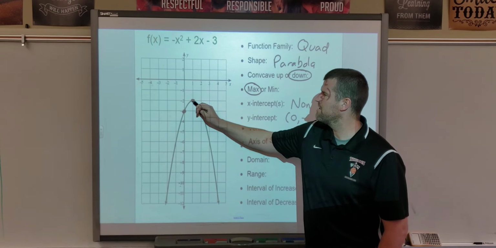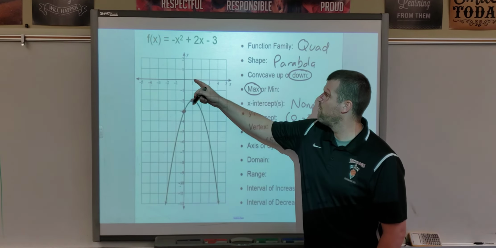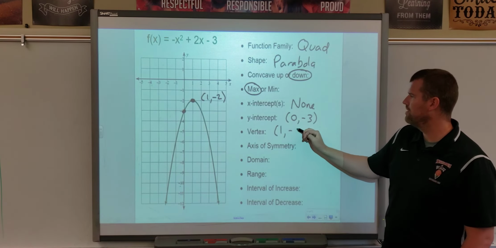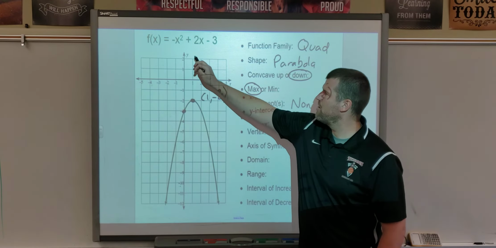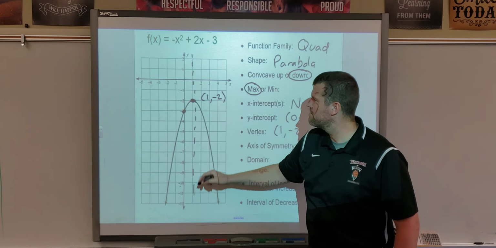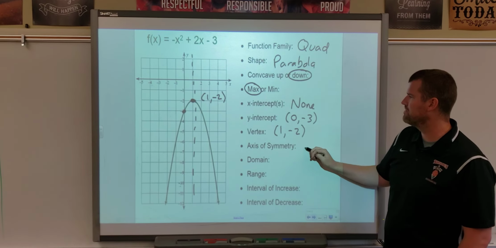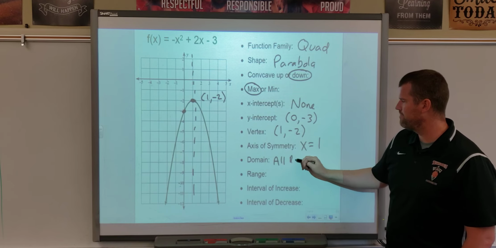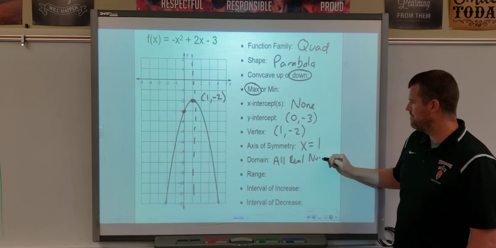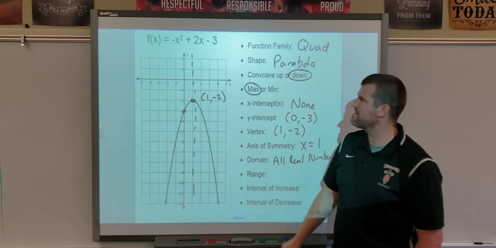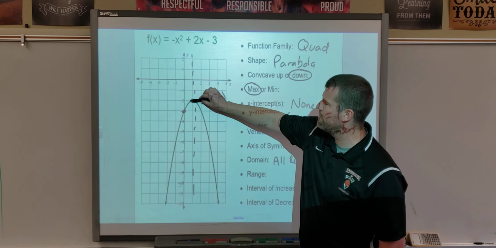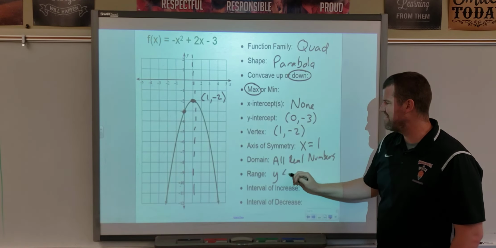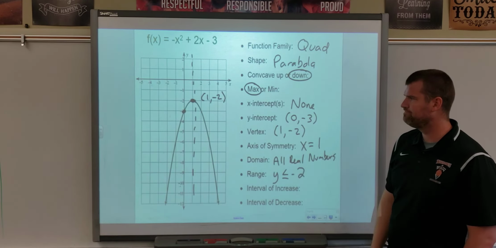Our vertex is that max, which is at 1, negative 2. We know the axis of symmetry always goes through the vertex, so it'll have the same x value, x equals 1. Domain, all real numbers. Range, this time every point on the graph is going to be at -2 or below. So all of your y values are less than or equal to -2.